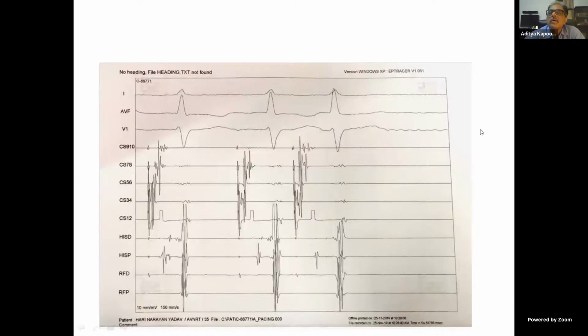So okay, देवव्रत, कौन सा चेंबर पेस हो? Atrium. Why do you say that? QRS in AVF is positive and it is much after the spike. The spike appears earlier.